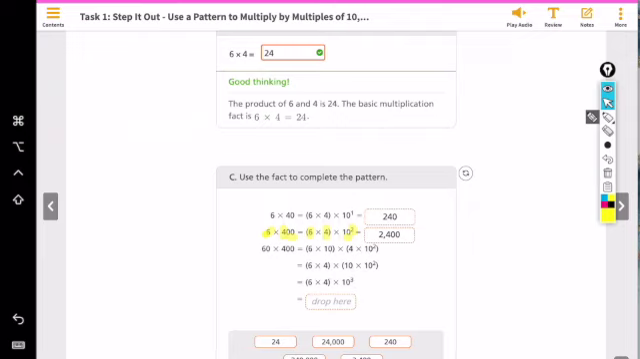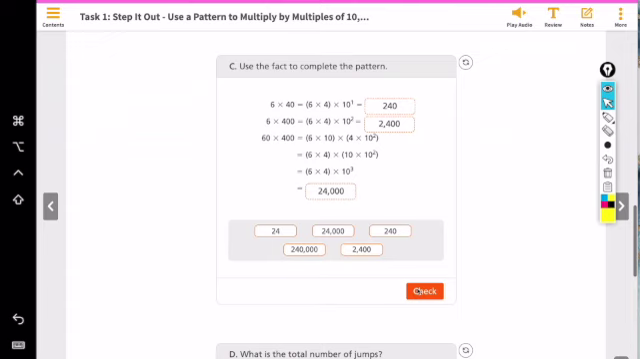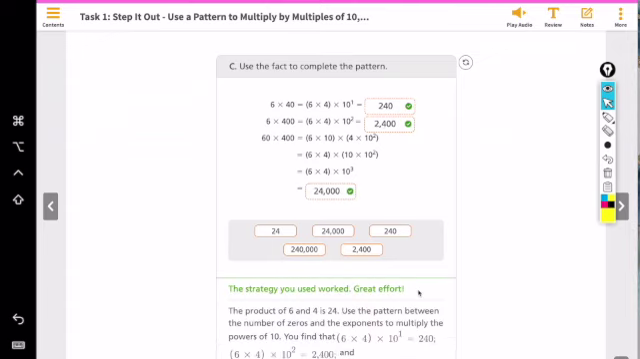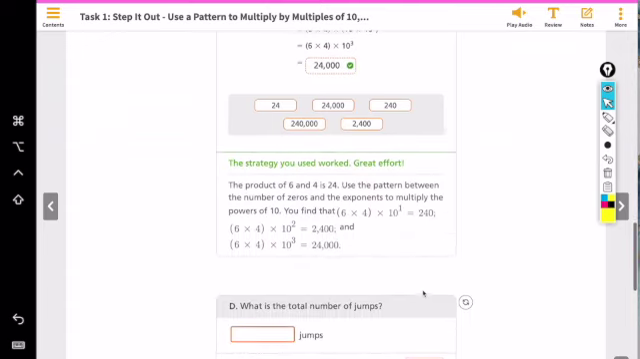It tells you right here. How many zeros? All right, let's find our 24 with 3 zeros. Let's see if we can find it. Right there. I'm going to click and drag it. All right. Let's check our work, see if we did it right. Yay, it worked. I like it.